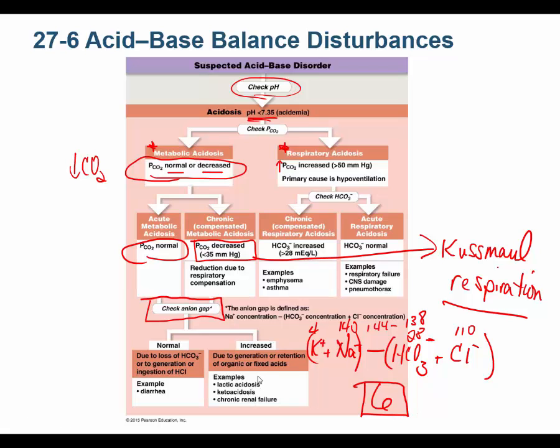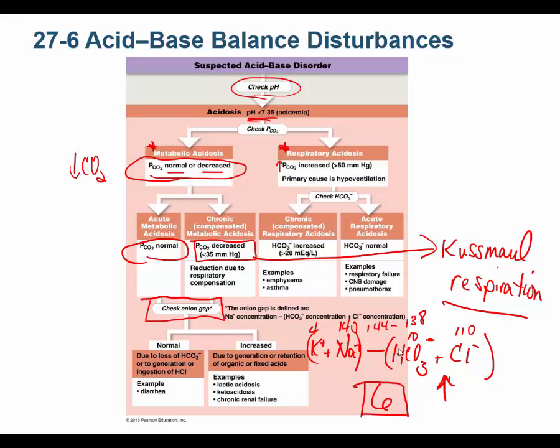If I add keto acids like acetoacetic acid or beta hydroxybutyric acid or acetone, their conjugate bases are anions. I'm adding anions to this, but I'm not measuring them. All right. What this does is makes my anion gap go up, because if I add these keto acids, my bicarb goes down. Now my bicarb is going to be a 10, say.